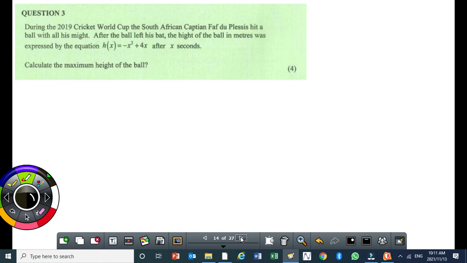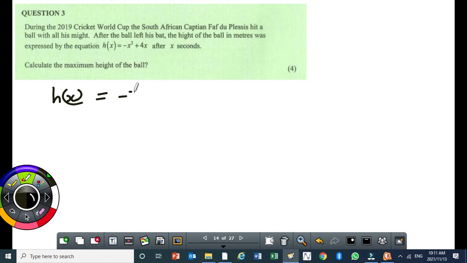The question says: during the 2019 Cricket World Cup, the South African captain Faf du Plessis hit a ball. You know, all this story is not necessary. After the ball left his bat, the height of the ball in meters was expressed by the equation h of x equal to minus x squared plus 4x after x seconds. Calculate the maximum height of the ball. So are they basically just asking you for the y? Yes, the y value is the turning point. So the story here is not necessary.